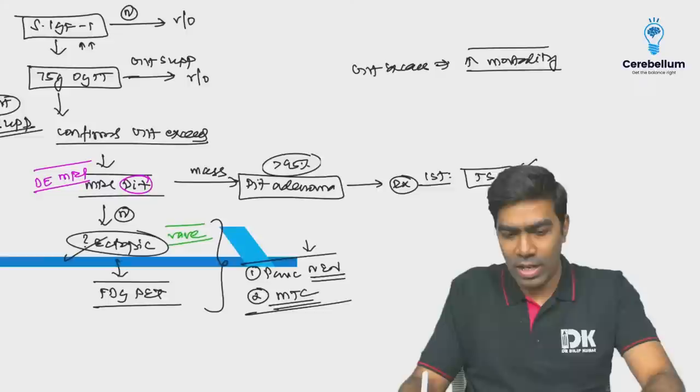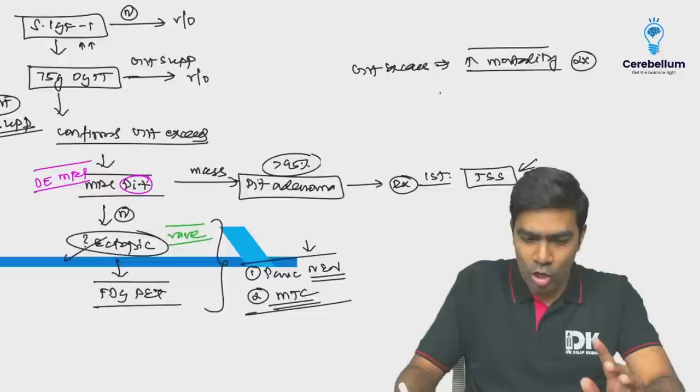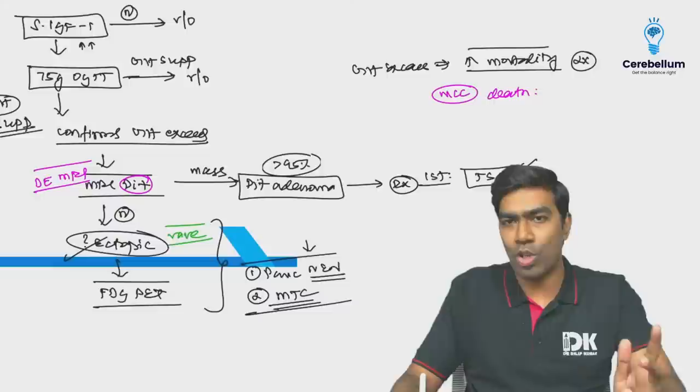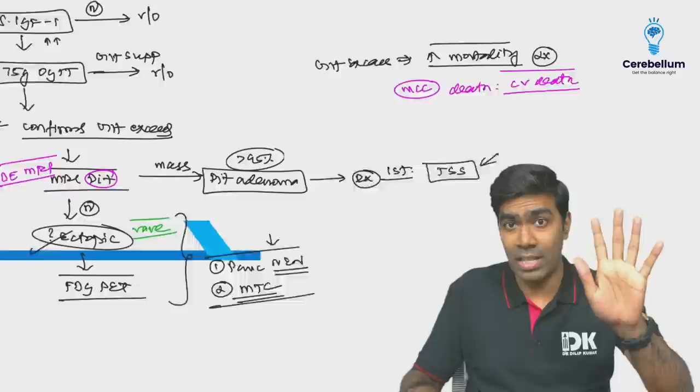Okay, it's associated with increased mortality. In fact, two times increased mortality, and the most common cause of death due to growth hormone excess is cardiovascular death, like MI, heart failure and all. CV death is the most common cause of death due to growth hormone excess.